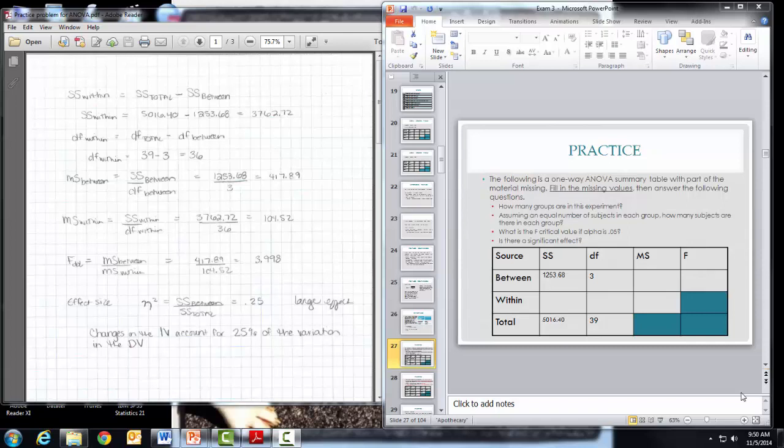And remember that a one-way analysis of variance is the test that we do when we have one independent variable, but we have more than two groups. So we have 3, 4, 5, whatever number of groups in the independent variable, and we have one dependent variable.